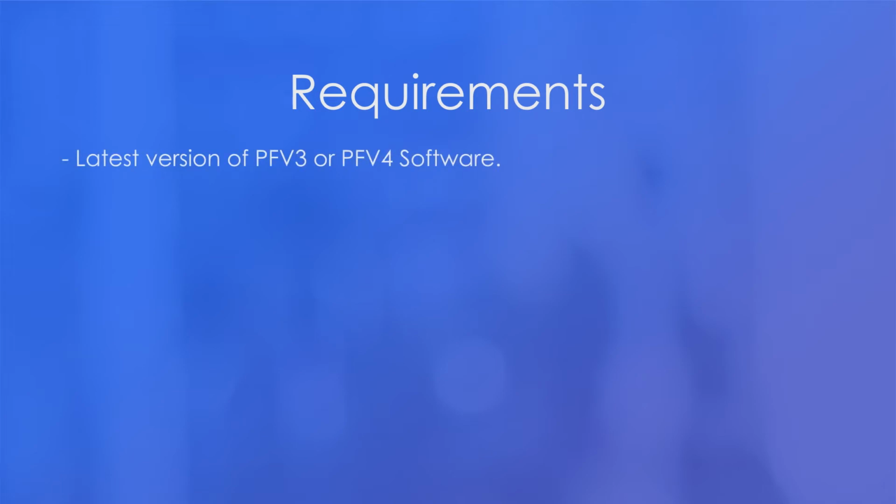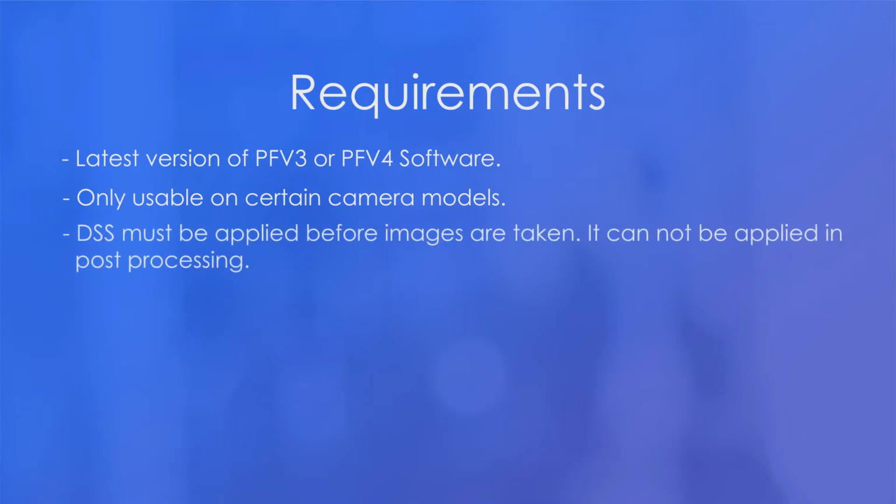So what's required for the dual slope shutter? The dual slope shutter will work in PFV 3 and 4, and we always recommend the latest versions of this software. And the dual slope shutter is only usable on certain camera models, more on that in a second. And the dual slope shutter must be applied before images are taken. It cannot be applied in post-processing. If it is not applied beforehand, you'll not be able to use dual slope shutter for that particular shot.